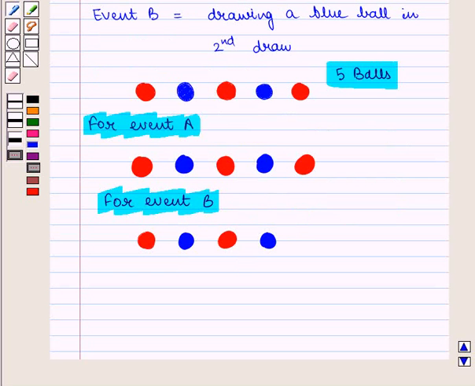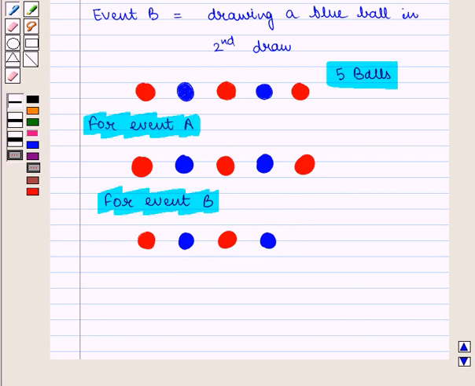Now see that after drawing first ball, I do not replace the drawn ball, rather I kept it aside. I drew second ball without replacement. It means when I drew second ball, the total number of balls are reduced to 4. So first event affects the second event. So these two events are dependent events.